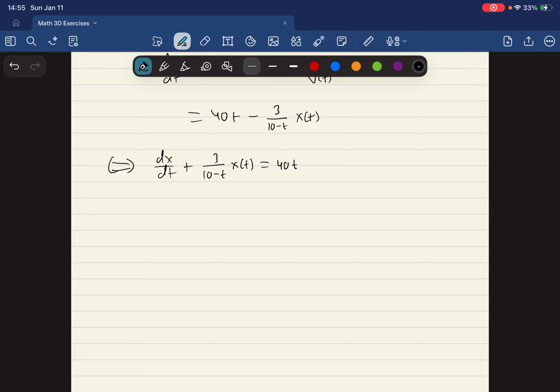Nice. Okay, so we have a linear differential equation. So to solve these, as always, we have to get our integrating factor first.